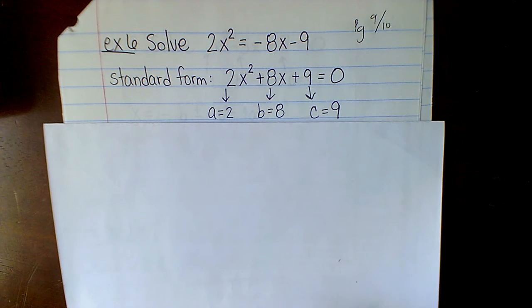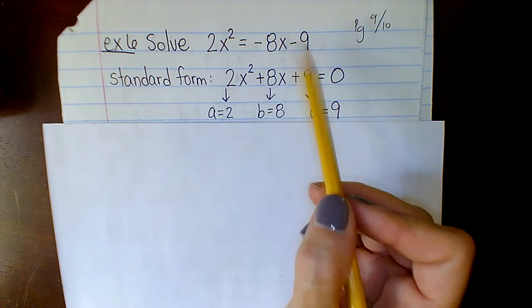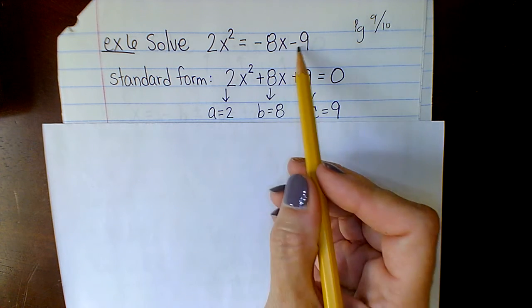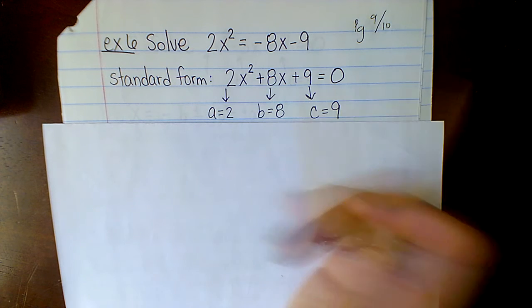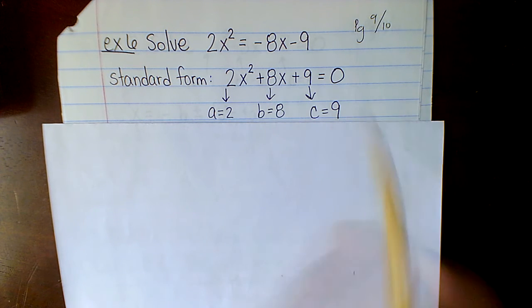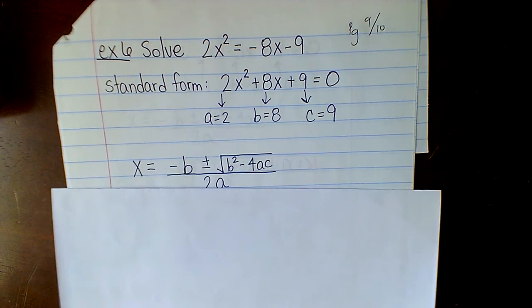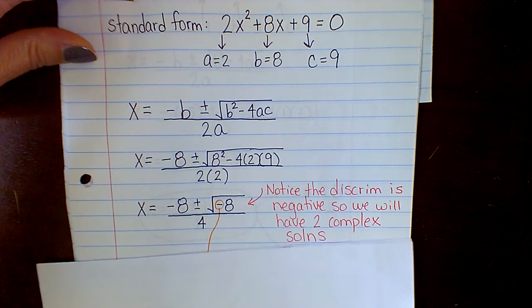So rewriting this in standard form, I'm going to move that 8x, or sorry, that minus 8x, and that minus 9 to the other side. Then we get that A is 2, B is 8, C is 9. There's my quadratic formula. I'm about to do some plugging and chugging.